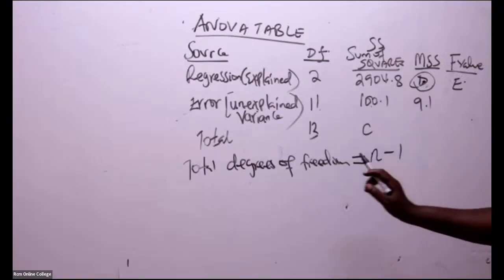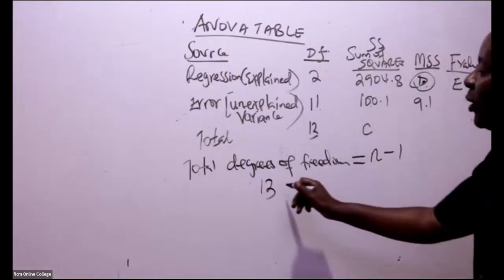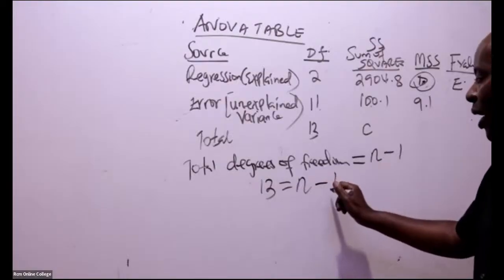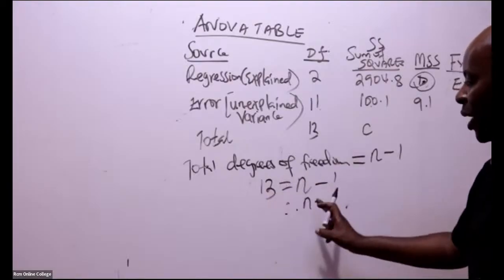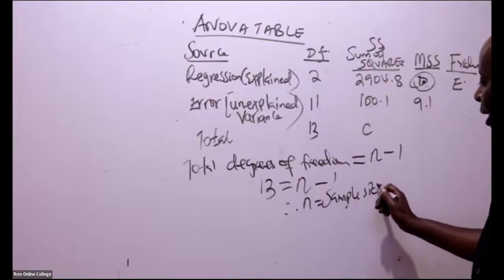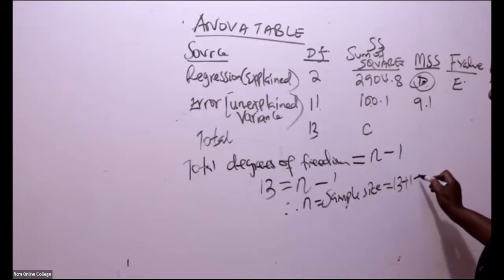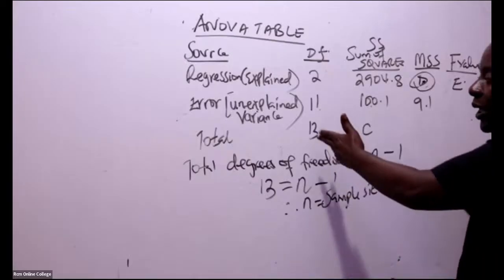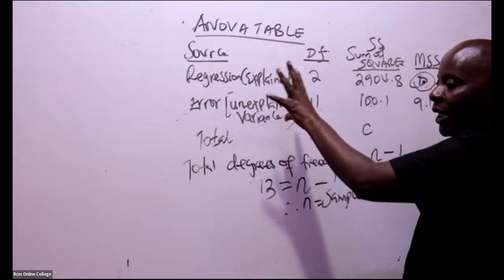Like in this question, they have given us the total degrees of freedom, 13, but they will not give you the sample size. Remember, n is the sample size. So n minus 1, therefore, if you make n the subject, it will be 13 plus 1, which is 14. So we must really be prepared, because nobody will give you these degrees of freedom at this level. They'll expect you to calculate. They'll give you the sample size. They'll joke around with you.